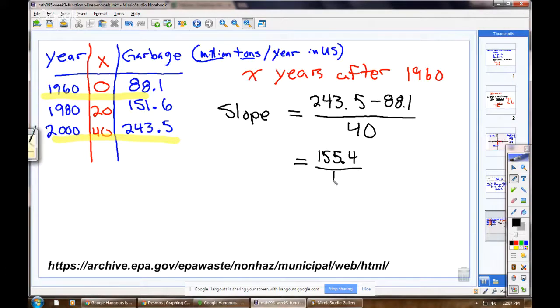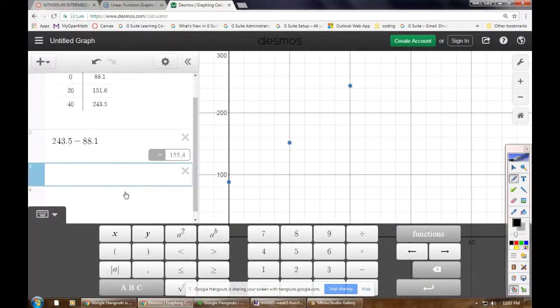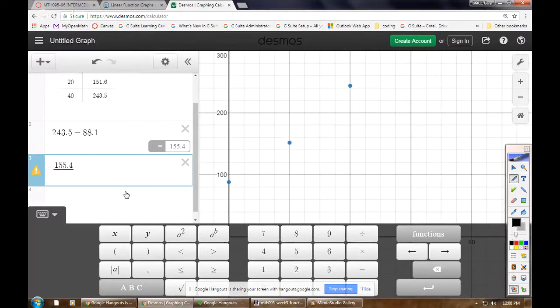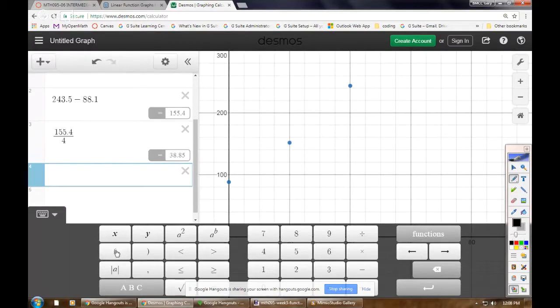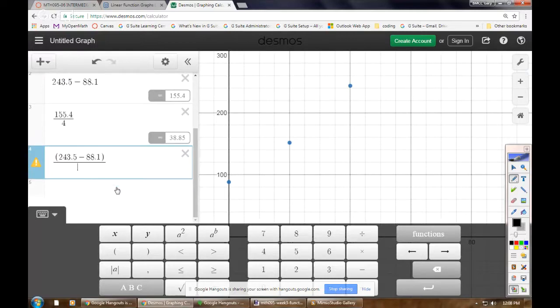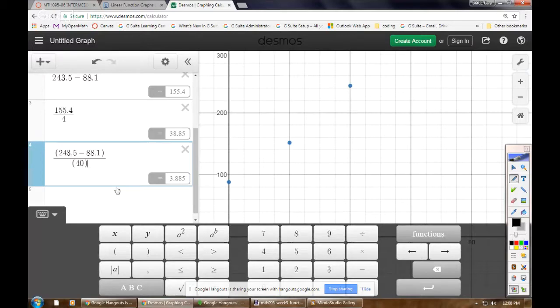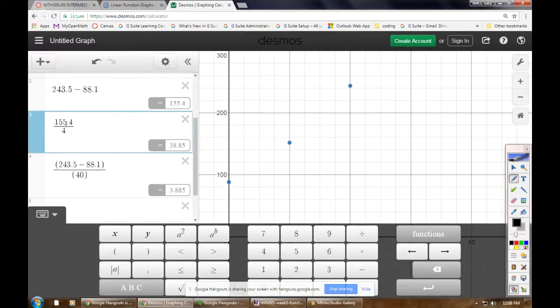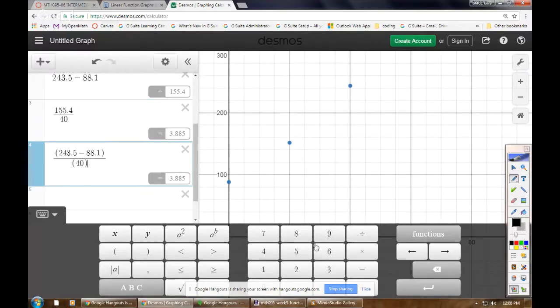155.4 over 40. So cleaning that up again, back to my calculator. I want to take that number, 155.4, and divide by 40. Now I could have calculated this all in one shot. I would just have to use parentheses to do that. On your calculator, you can use the parentheses button, or if you have a keyboard, type parentheses 243.5 minus 88.1. I have to put parentheses around the numerator because it's complicated. Once I hit divide, Desmos puts the fraction bar, which means I kind of don't need the parentheses, but it can't hurt. So about 3.885, 3.9, however you want to round it.